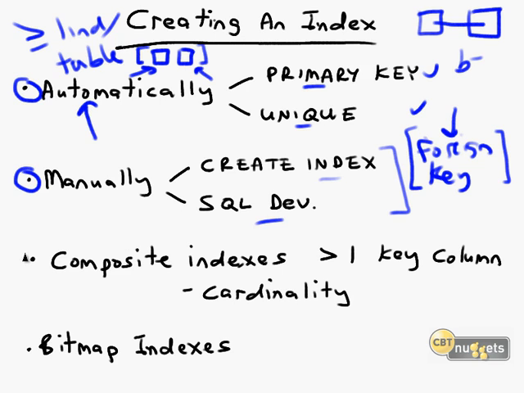Another point to consider is that of composite indexes. A composite index is an index that's created on more than one key column. And the thing to remember, the question here, is cardinality.